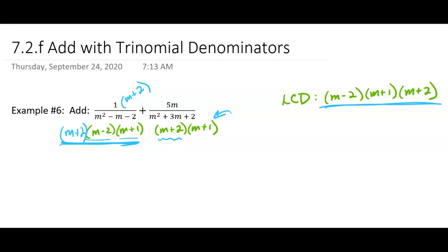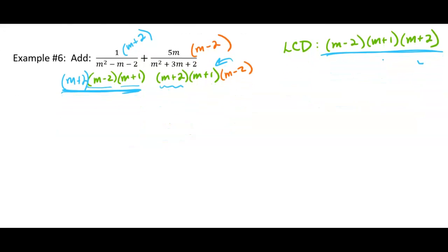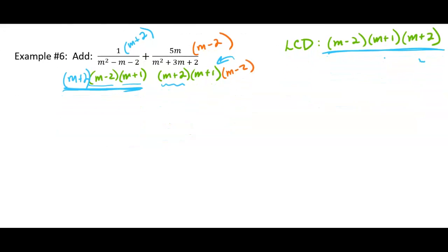The other one, well, I've got the m plus 2. I've got the m plus 1. I need an m minus 2. So I need to multiply by an m minus 2 to get that third factor in there. Okay, and now I've gotten the two denominators to be the LCD. That's what we wanted to do. All right, so I'm doing a little less writing, but you can always write out more. Sometimes it just gets to be a hassle, though.